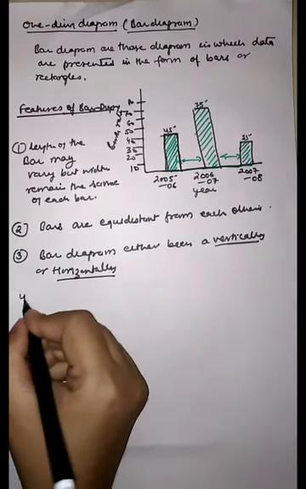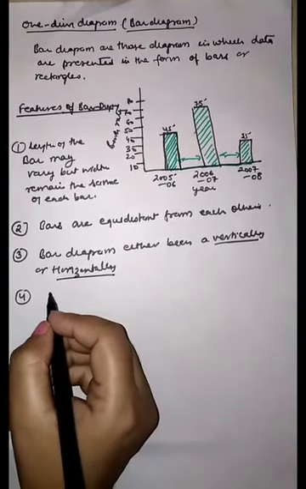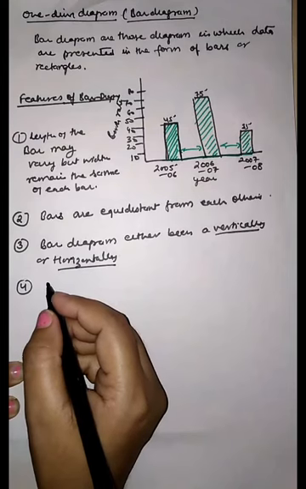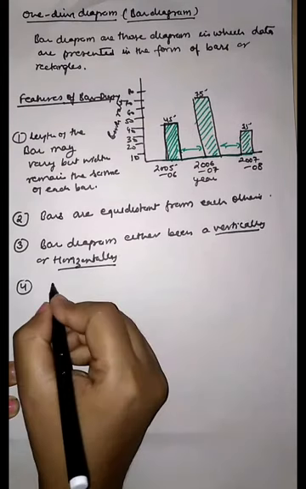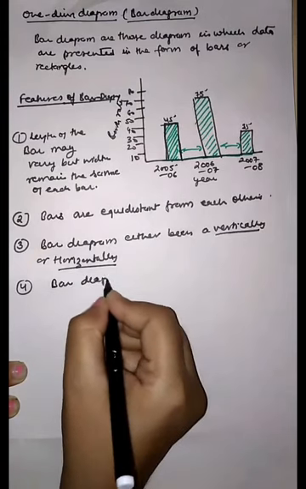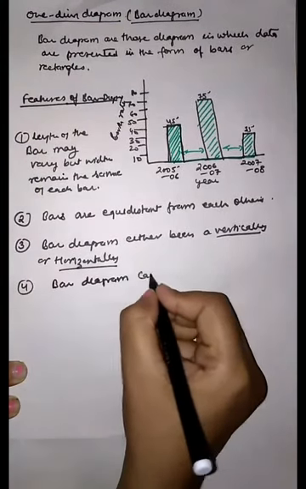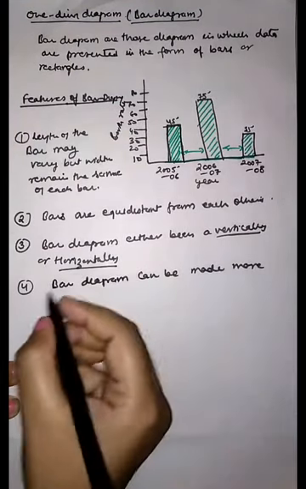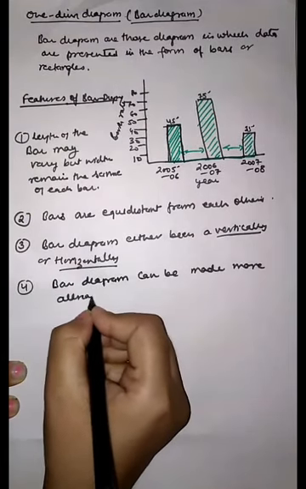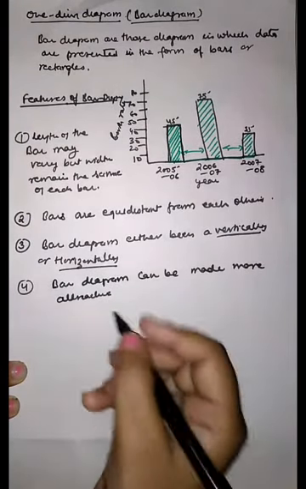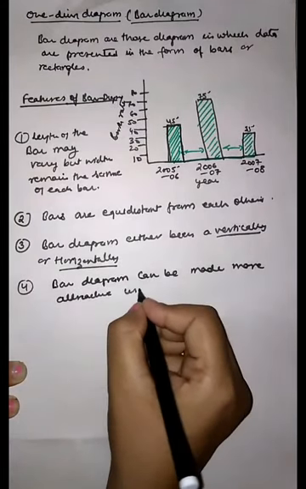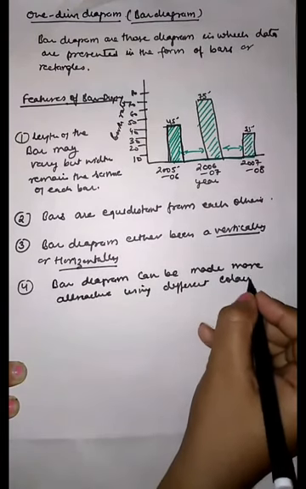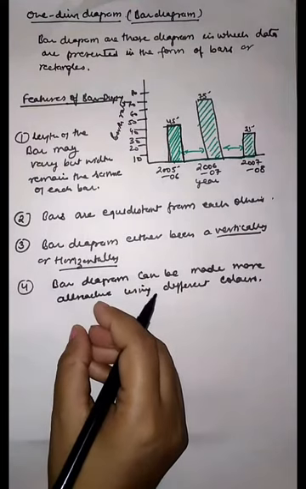Now fourth point, very important point, bar diagram can be made more attractive using different colors. So bar diagram can be made more attractive if you are using different colors, right friends? So these are the features of the bar diagram.